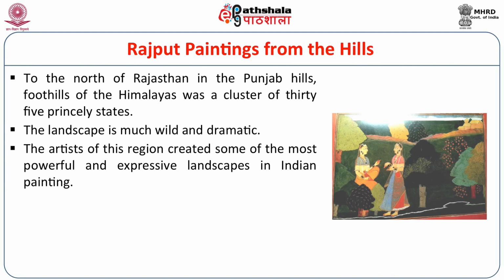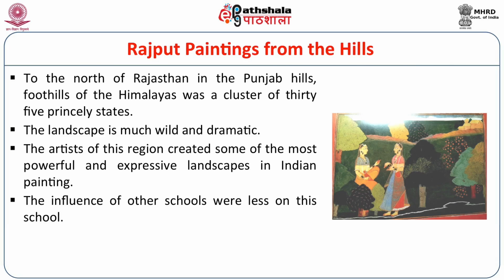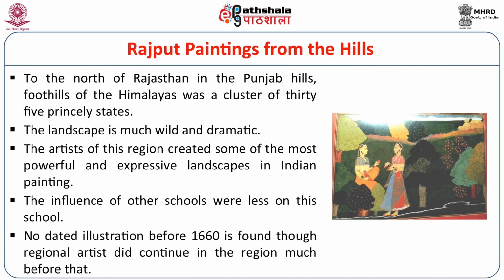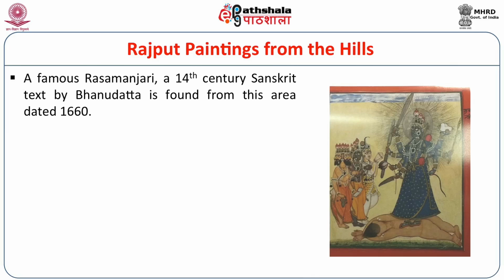The artists of this region created some of the most powerful and expressive landscapes in Indian painting because they themselves lived in landscapes which were very unique. The influence of the other schools in this school felt much less, and they continued with their pre-Mughal style. No dated illustration, of course, before 1660 is found, though the regional artists, as we can understand, worked much before that. The famous Rasamanjari, a 14th century Sanskrit text by Bhanudatta, is found from this area, dated 1660.